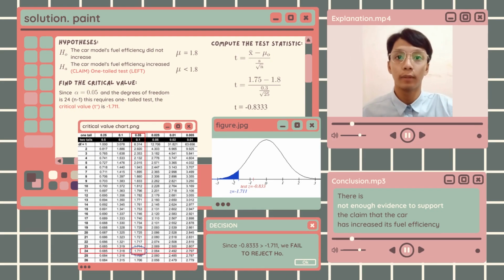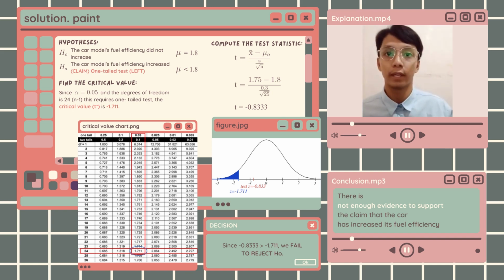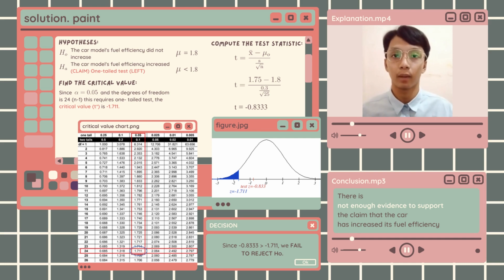The next step that we'll be doing is state the hypothesis. The hypothesis stated in the text is the car model's fuel efficiency increased, which is our claim, which also means that mu is less than 1.8. That happens to be our alternative hypothesis. This implies that the test that we'll be using is a one-tailed test and is to the left. To counteract that, the null hypothesis must be mu is equal to 1.8, or the car model's fuel efficiency did not increase.